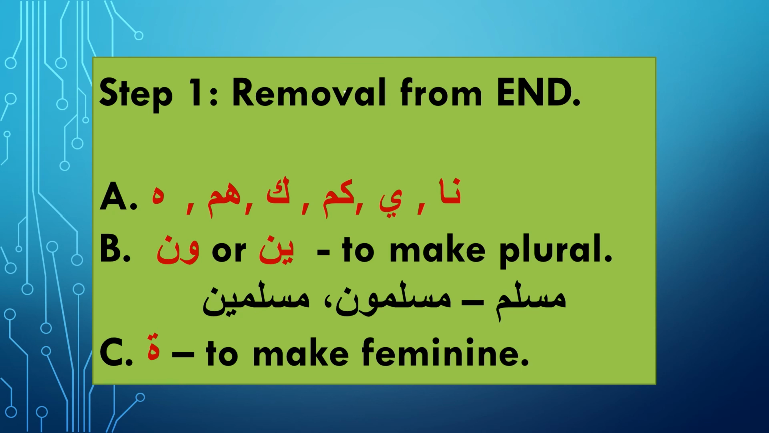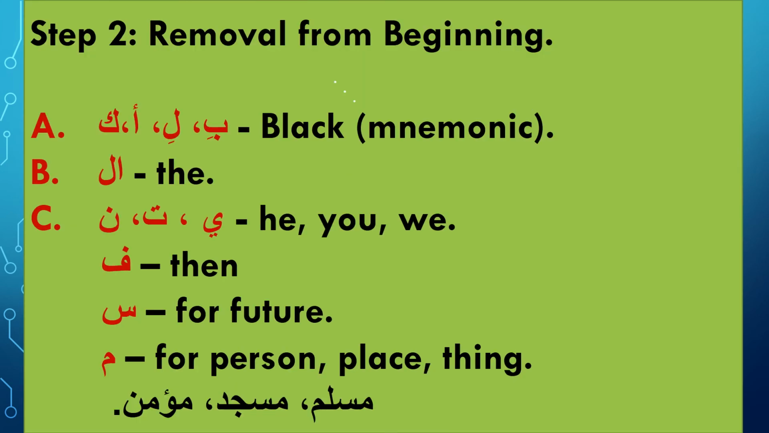The second one was una or ina, that represents plural form. The third one is ta marbuta, which is generally used for feminine. The fourth one was b means by, li means for, a means I or is used to ask a question, ka means for, like for example. And the fifth one is al means the. The sixth one is ya, ta, na: he, you, we.